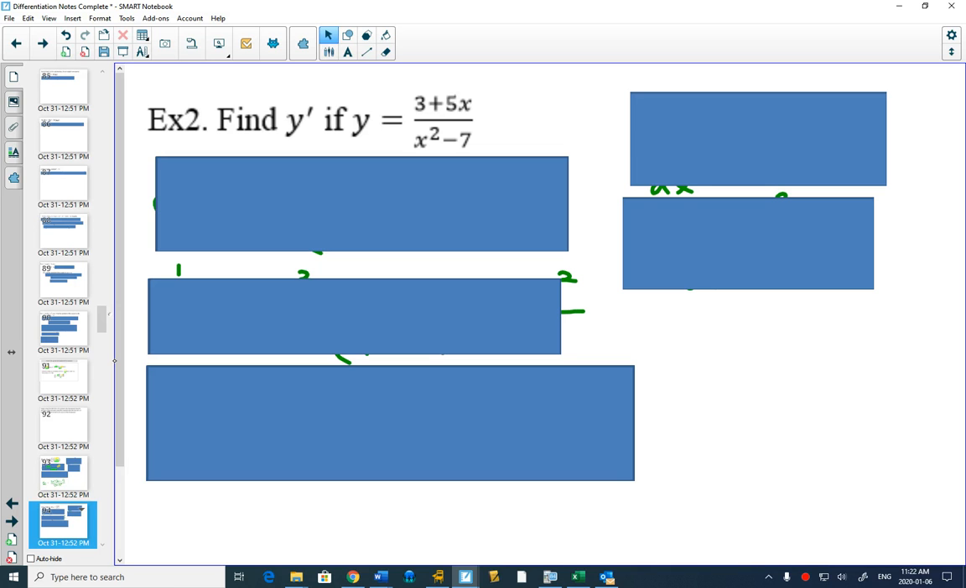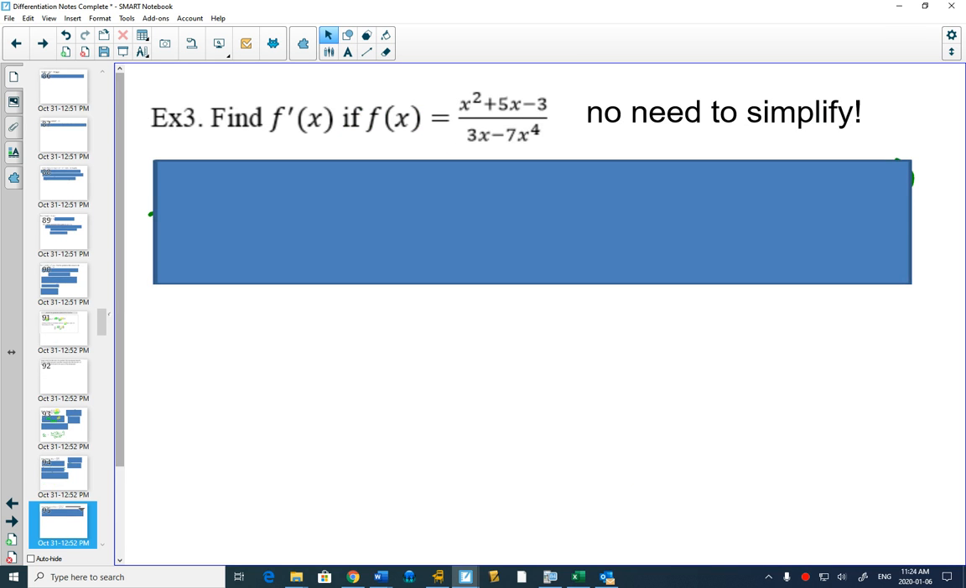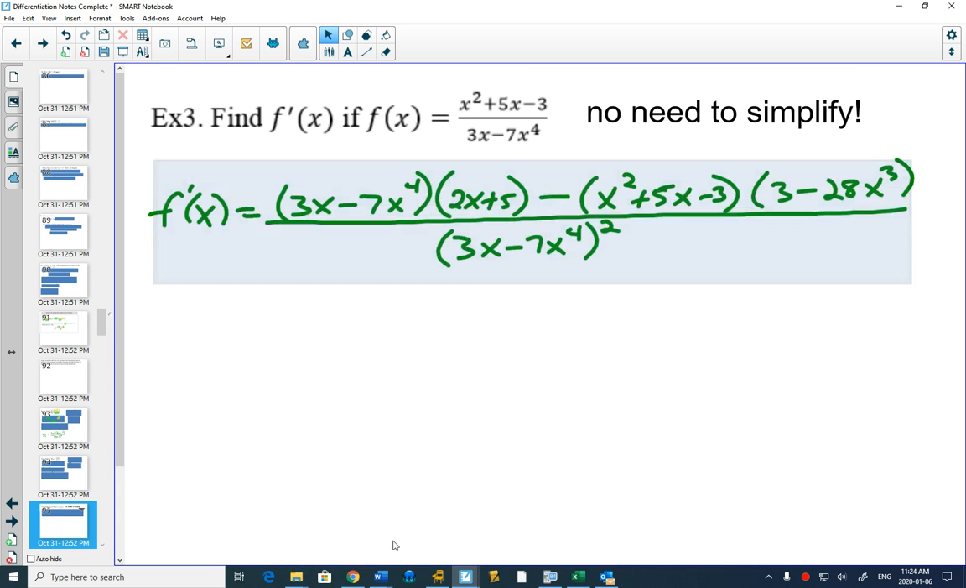Yeah. So that's your quotient rule. Try a couple on your own. And here's the example for number 3. Or the answer, sorry. Again, no need to simplify.